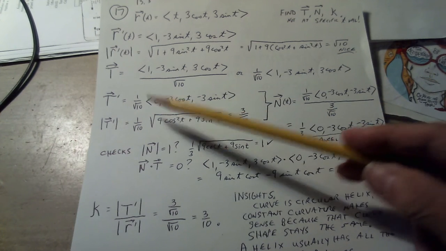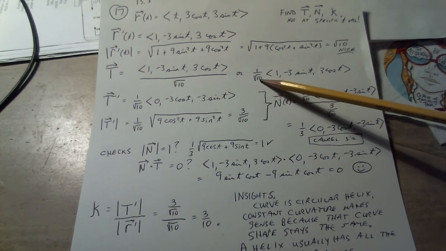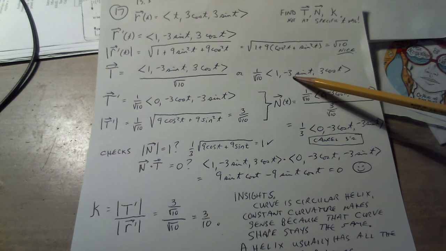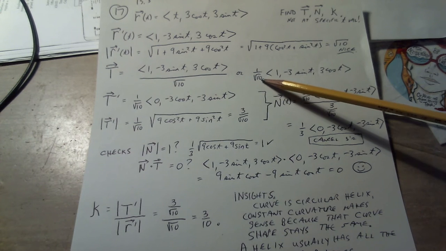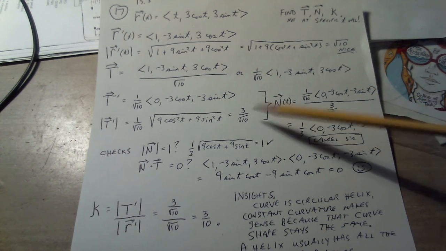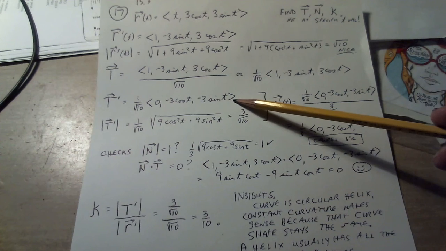So now T prime. I've got to take T prime, and I don't have to do the derivative of the scalar function times the vector plus the derivative of the vector function times the scalar, because this scalar function is literally just a number. So keep the number and take the derivative of this vector. So there's T prime. That's it.